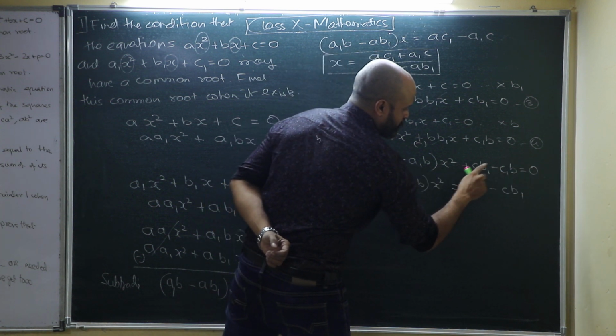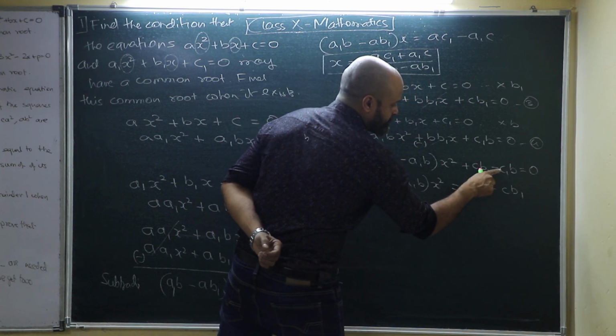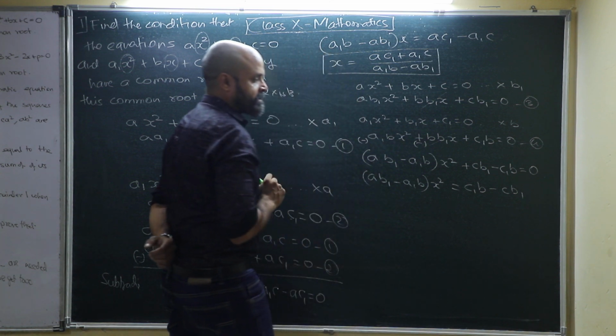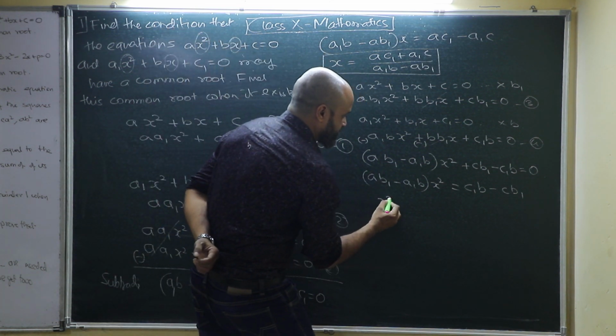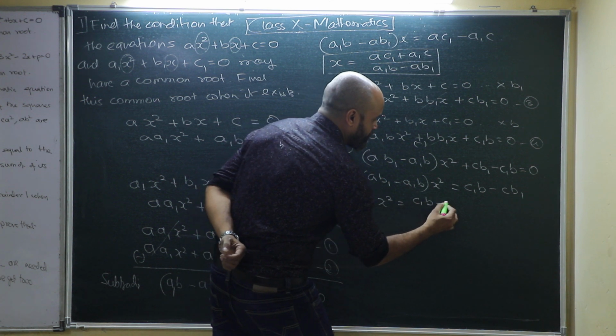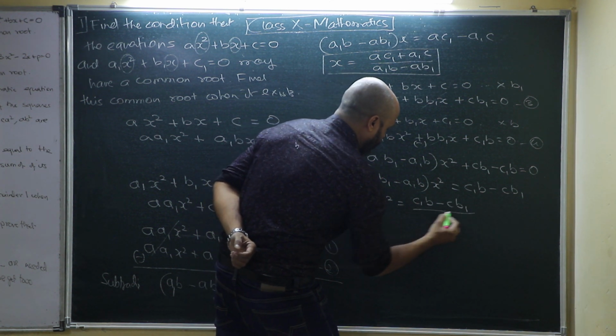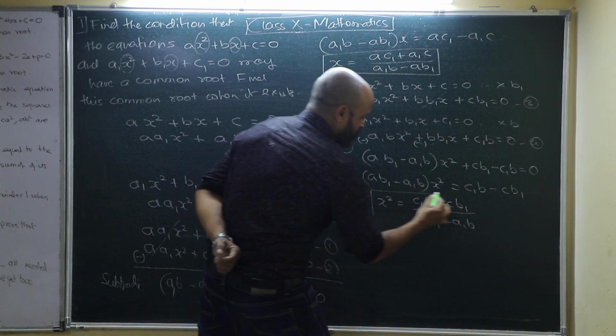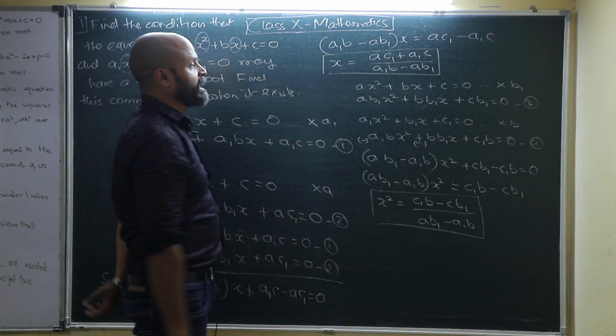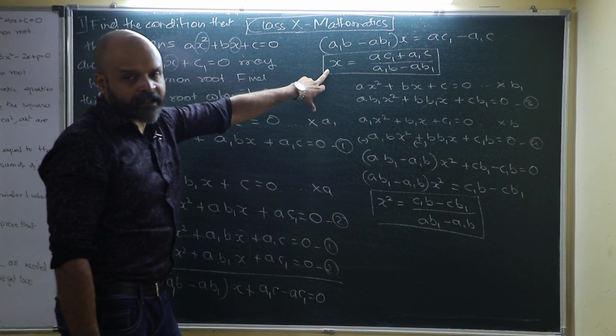If you notice, this one goes there with a plus sign, it becomes minus. This minus goes there with a minus sign, it will become plus. So with x square, we are left with (c1b - cb1) upon (ab1 - a1b). So here we have the value for x square. So this would be the condition.